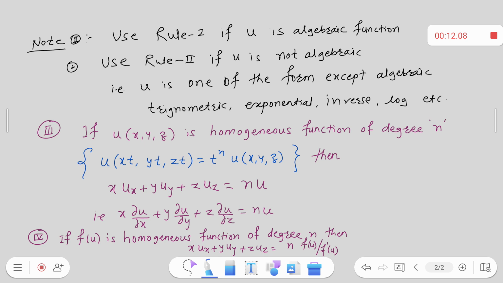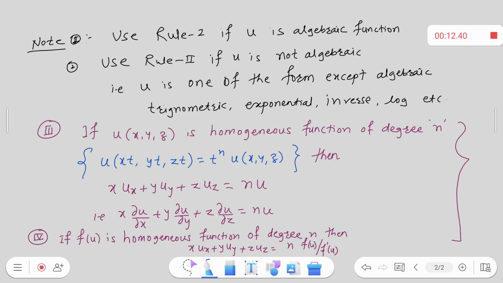Statement number 3 and statement number 4 are for three variables, that is, for a function of three independent variables. The first two statements are for two variables only. If u is a function of x, y, use either the first or second statement. If u is a function of three independent variables, then use the third or fourth statement.